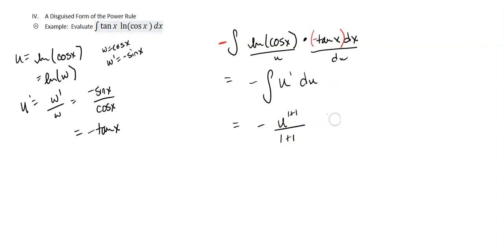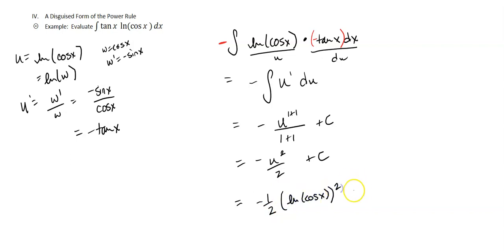And that's going to be all plus c. So we get negative u squared over 2 plus c. And when I plug in the u, I'm going to bring the 1/2 out front. So we'll have negative 1/2 times the natural log of cosine of x squared, all plus c. So this is just a complicated power rule, but that's one of the first integrals we learned. The hardest part was just figuring out what your c is.